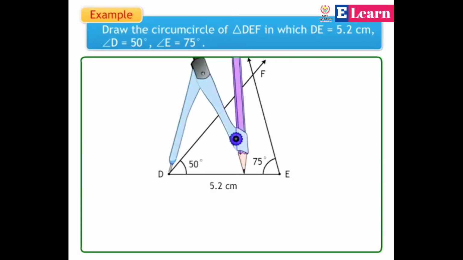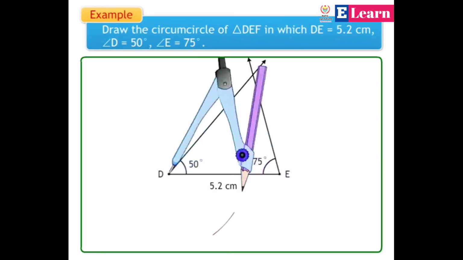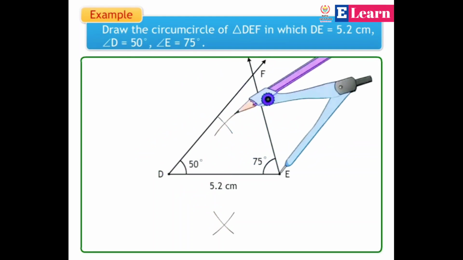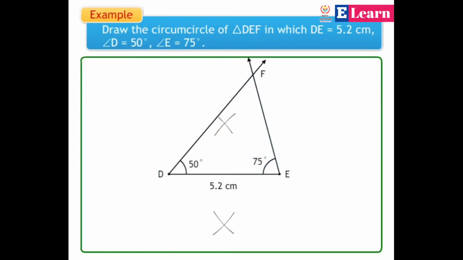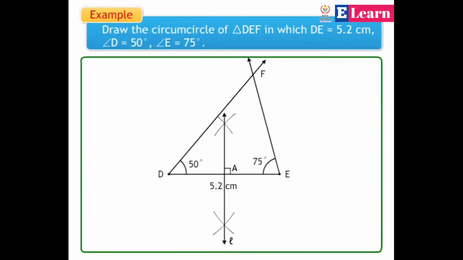Taking more than half the distance, first keep the point of the compass on point D, then on E, and draw intersecting arcs above and below segment DE. Draw a line L passing through the points of intersection of these arcs. This is the perpendicular bisector of side DE. Let the point of intersection with side DE be A.